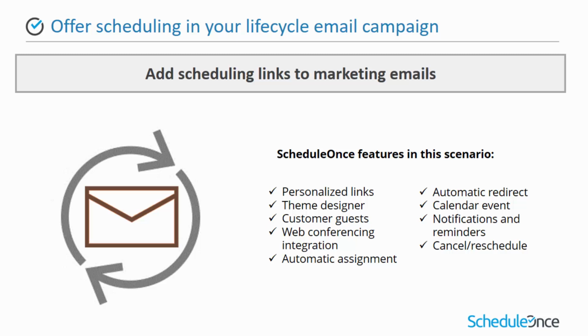And so what you can do is simply add a scheduling link into these email campaigns. That way, when your customers are getting these emails, they can learn about your product, and then they can see a link to schedule their session with you. This is a really great way to make your lifecycle email campaign more interactive and give your customers an access point to reach you and talk to you about anything that they need while they're just adopting your technology. So let me show you how that could work.